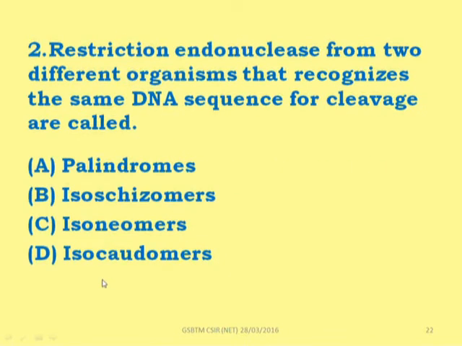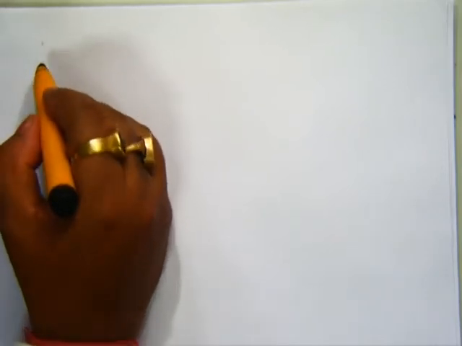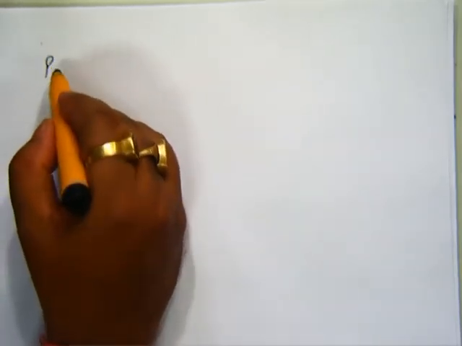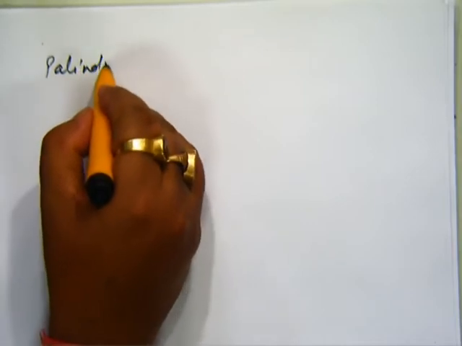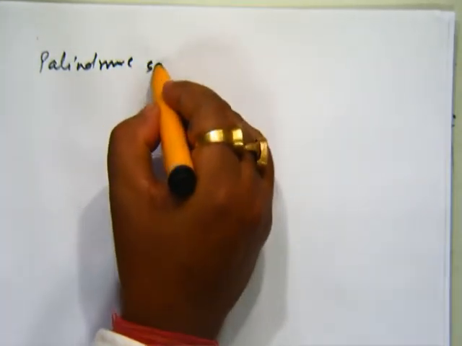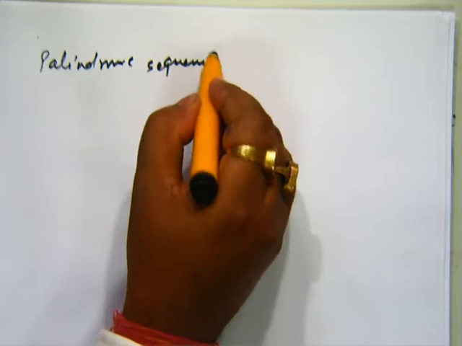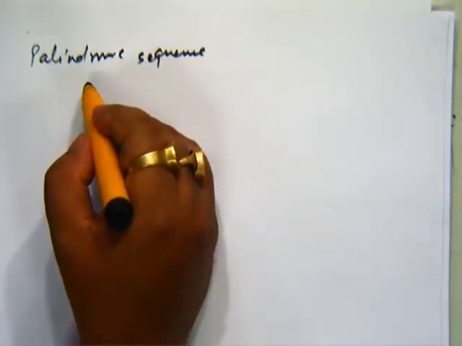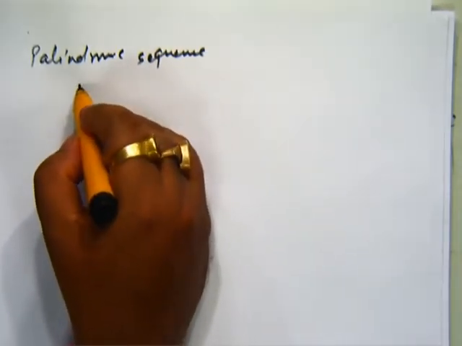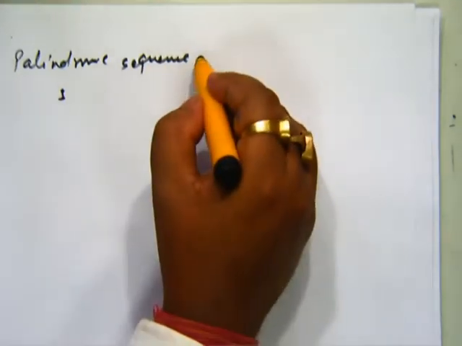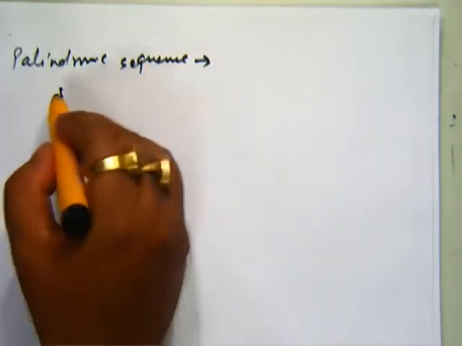Next question. The restriction endonucleases from 2 different organisms that recognize the same DNA sequence for cleavage are called. Now we can see this on the teletop. One is palindromic sequence. Palindromic sequences are those sequences which can be read forward and backward in a similar fashion, and all type 2 restriction enzymes recognize palindromic sequences.